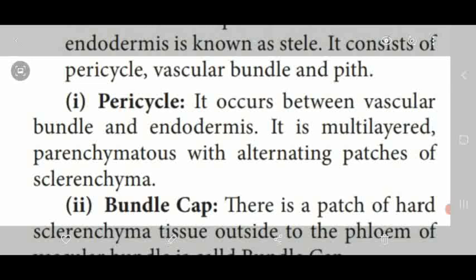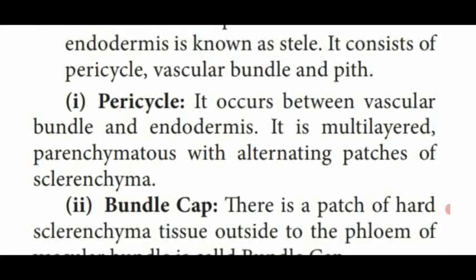But in this dicot stem, the pericycle is multi-layered. In both the roots it is a single layer, but in the dicot stem the pericycle is many layered, and these layers are alternating with the sclerenchyma patches. Sclerenchyma is another type of simple tissue which gives mechanical support. So this pericycle is multi-layered, alternating with the sclerenchyma patches.